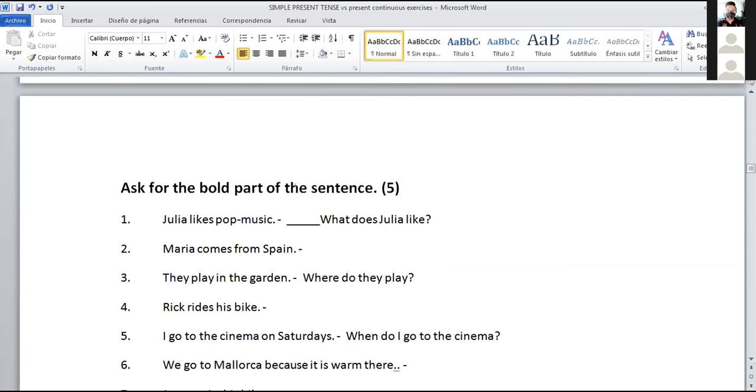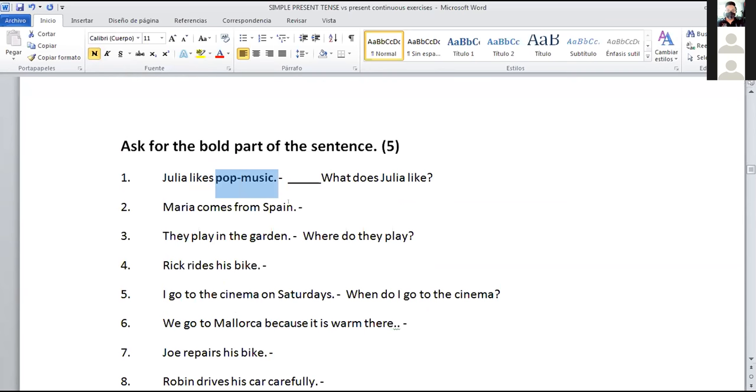As for the next part, okay, now you see this. This is the bold part. Bold means in negrito. Okay, so we are going to do this. You are going to do this with me, okay?